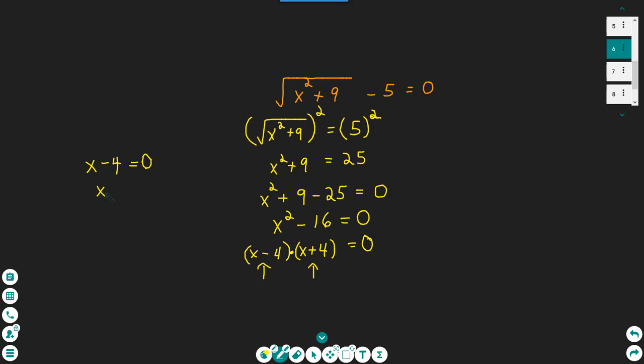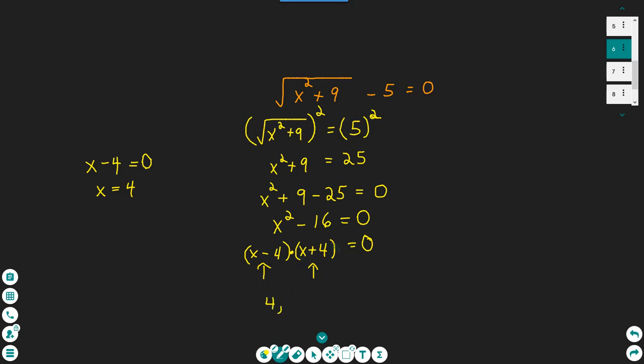Well, let's just solve for x. X would have to be equal to 4. And if x is 4, then this factor would be 0, which means it doesn't matter what this side is, because 0 times whatever that is going to, in fact, give us 0, which is what it needs to be in order to be a solution. So 4 is a solution.